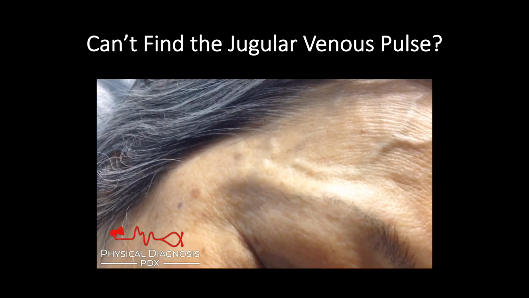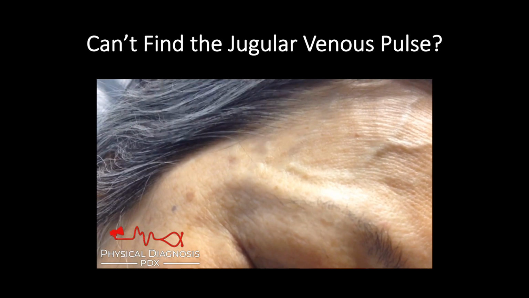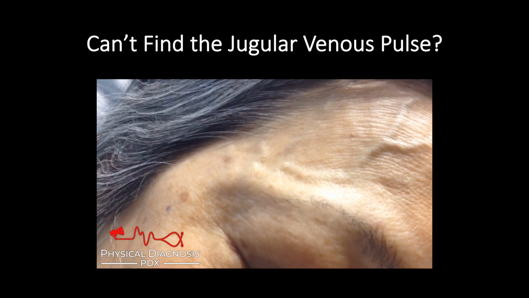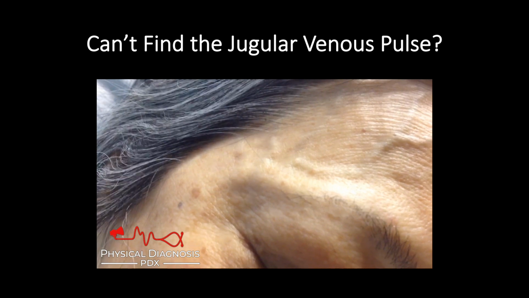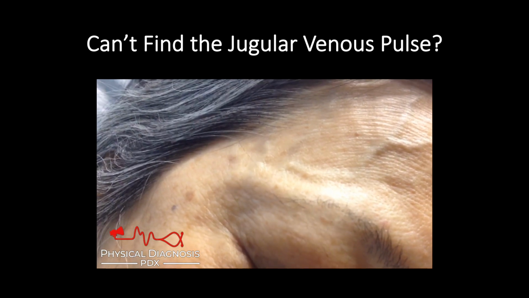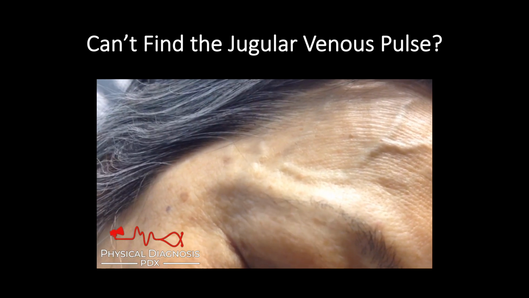The traditional window for viewing the jugular venous pulse is confined to the region of the neck between the clavicle and the angle of the jaw. However, when central venous pressure is markedly elevated, the jugular venous pulse may not be readily visible within that window, even with the patient sitting in the upright position.